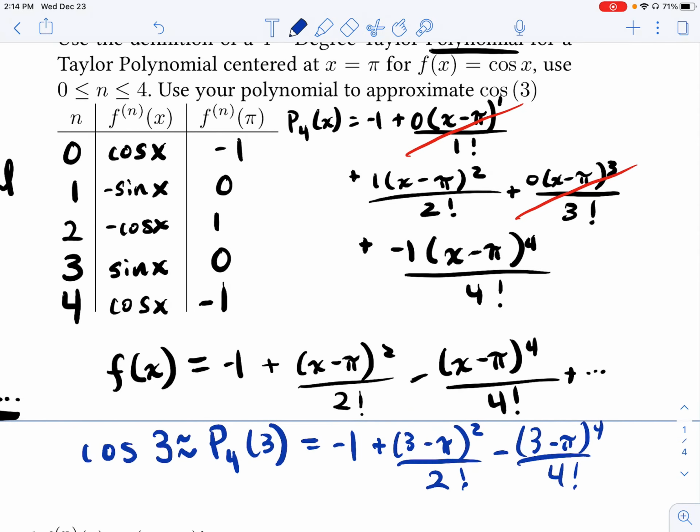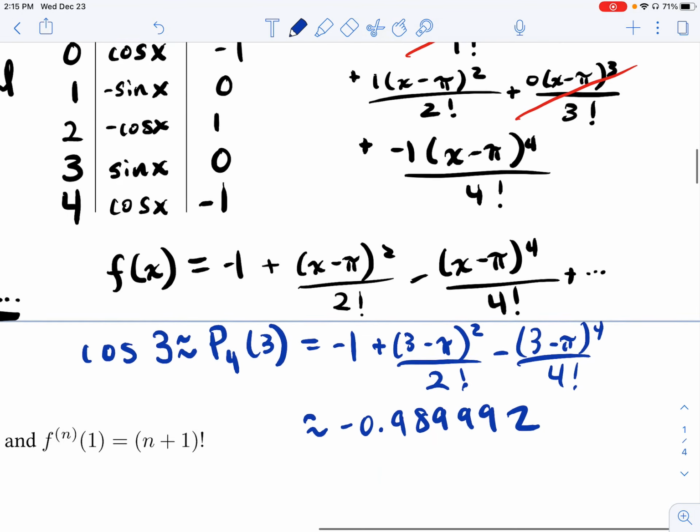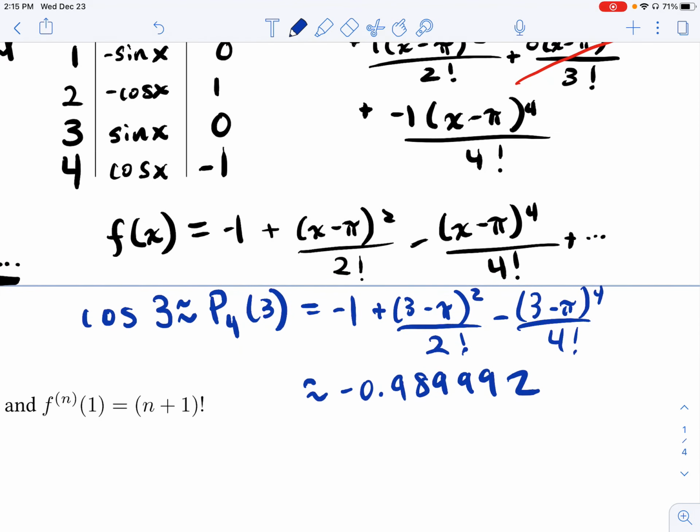And if we punch that into our calculator right now, just to see here, we should get approximately -0.9899992. Well, let's just take a quick moment and compare that to what the cosine of 3 actually is. Well, it's really darn close. It's probably off by maybe the 7th decimal place or so, but that is what we get there. So it's an incredibly good approximation for what the cosine of 3 actually is. We have that there, okay?